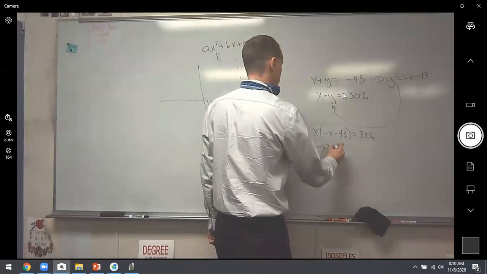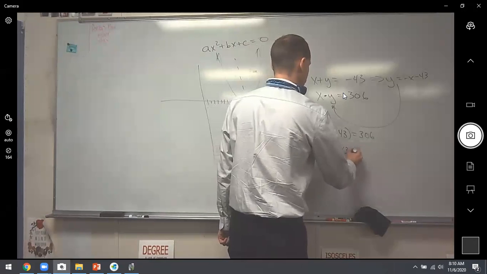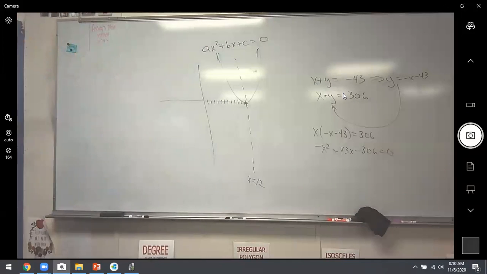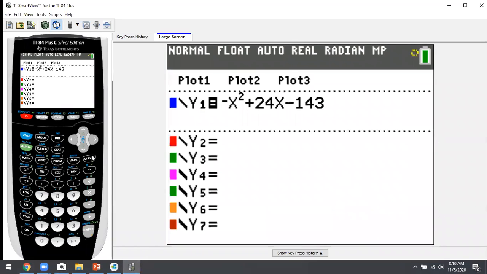It's going to be negative x squared minus 43x. And if you move the 306 to the side, which you have to because you have to get in standard form, it would look like this. And hopefully when we graph this thing, we'll see two numbers where it crosses the axis, and we'll just write them down and be done. So this one's negative x squared minus 43x. And then minus 306.